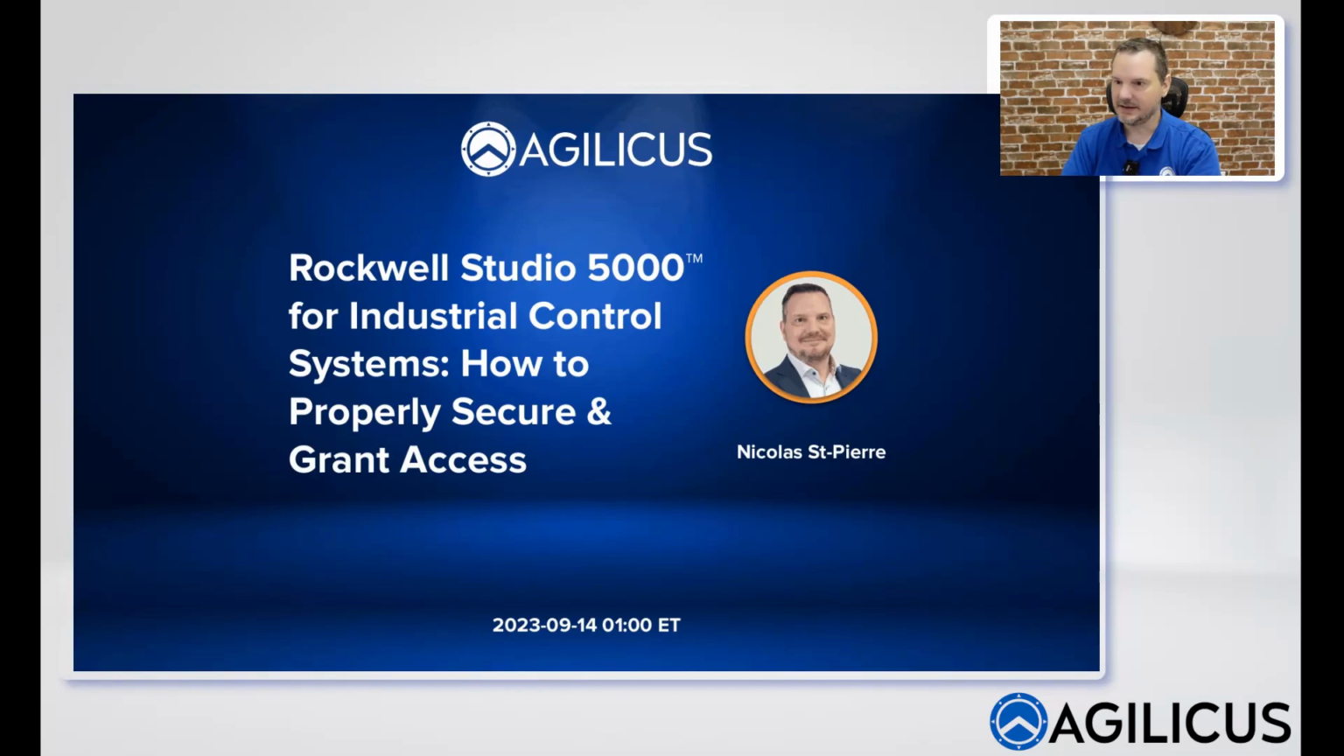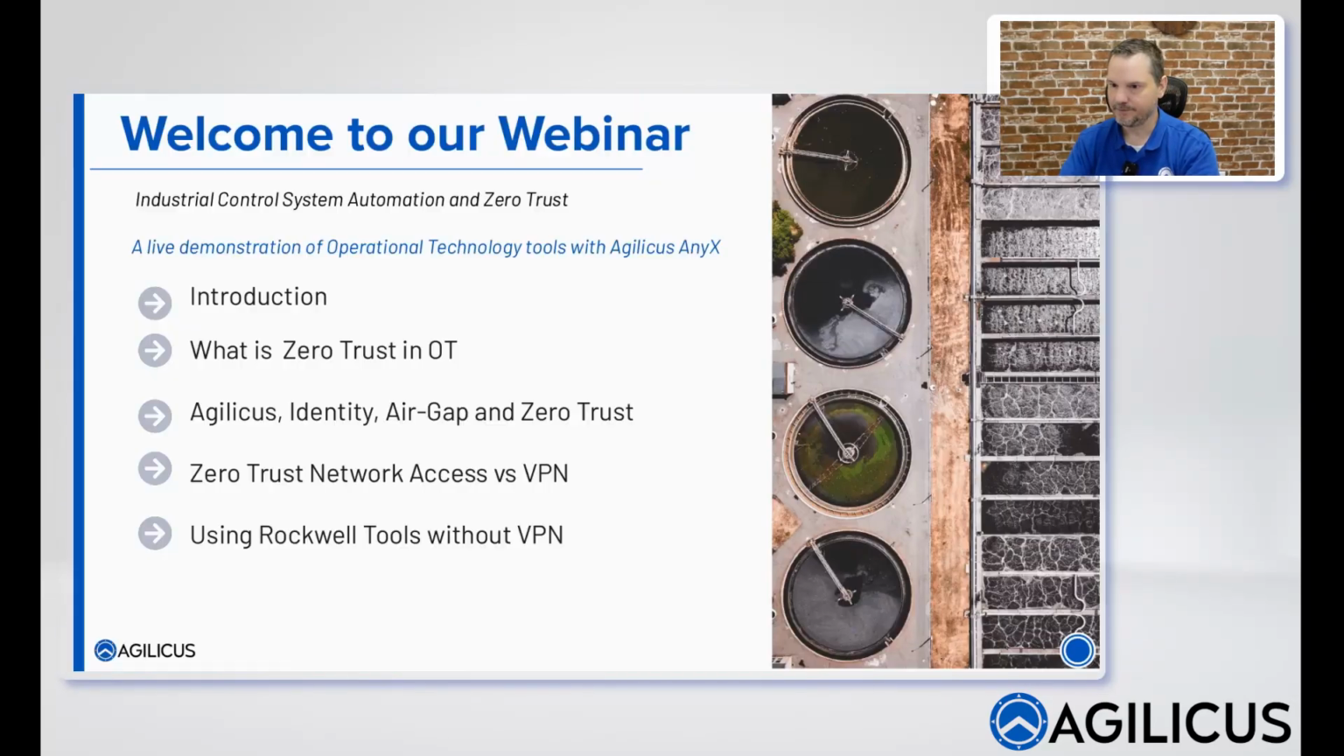Let's change the slide here. There we go. Today we'll look at what the Agilicus NEX platform is. We'll look at how Zero Trust applies itself as an approach to security in operational technology. We'll look at specific topologies of where Agilicus is used in industrial control systems. We'll look at how identity integrates itself into operational technology. Air gap systems in Zero Trust envelops the whole thing.